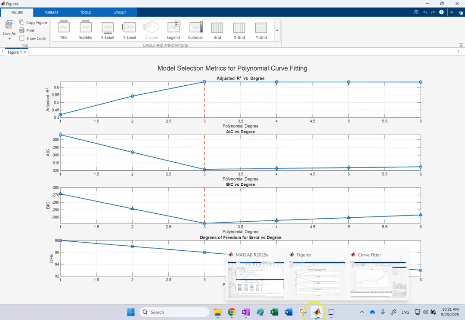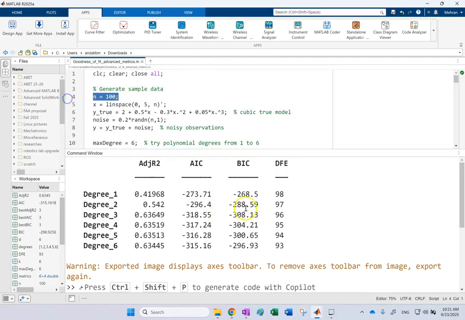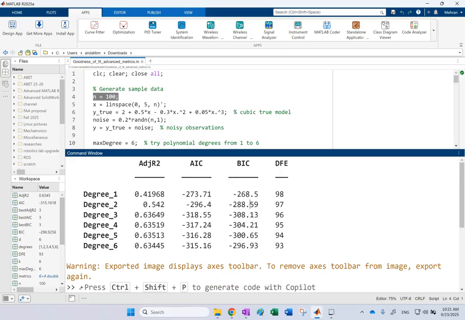Okay, and you can see that the numbers of AIC and BIC are quite similar, but not exactly similar, because in this case n is 100, not a small number.